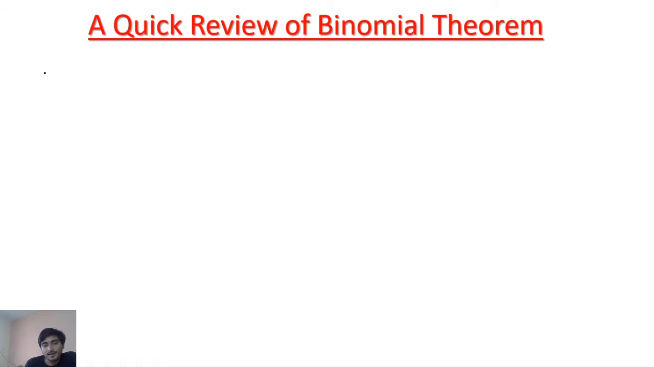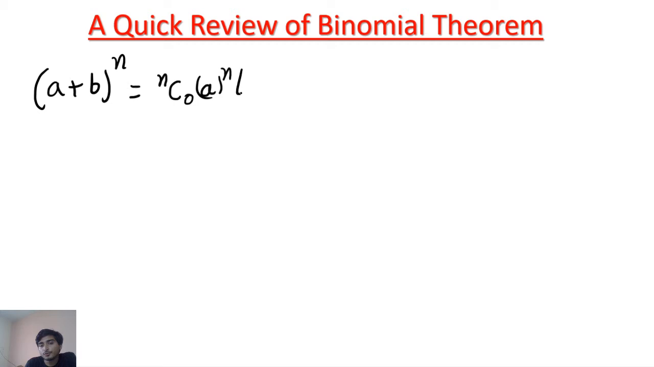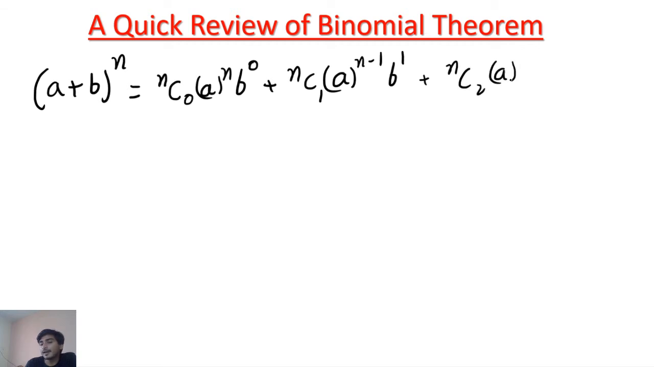If you have the expansion (a + b) to the power n, this formula can be expanded in this way: nC0 a^n b^0 + nC1 a^(n-1) b^1 + nC2 a^(n-2) b^2.